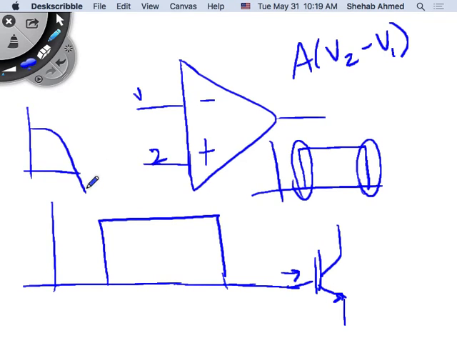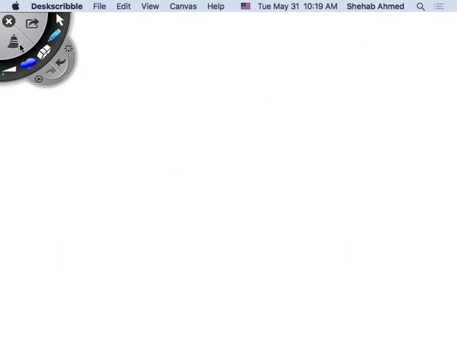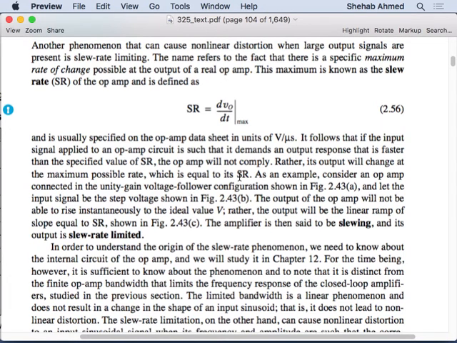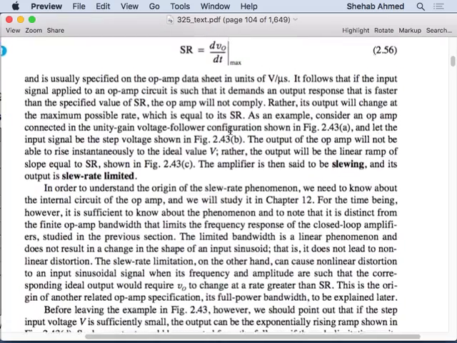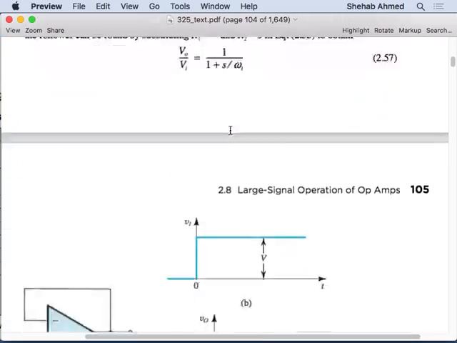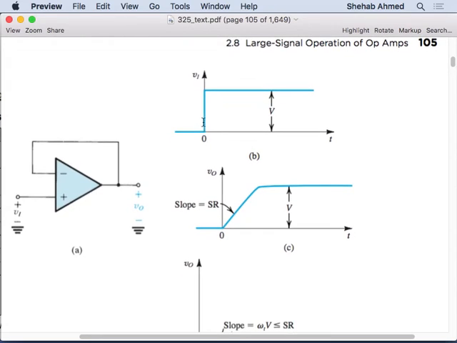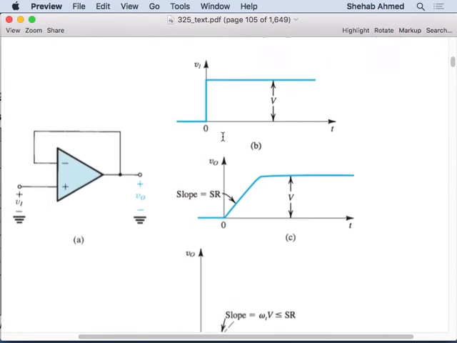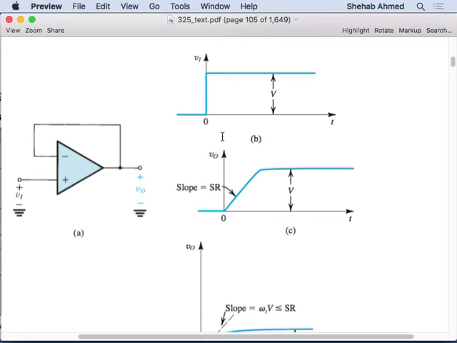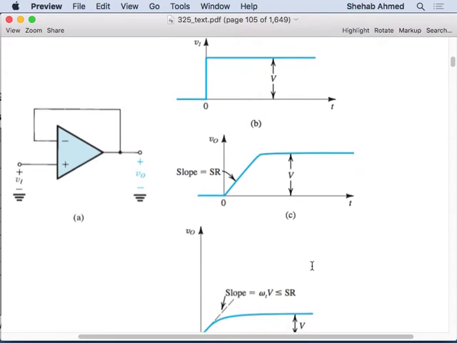So this limitation on rise times and fall times of a signal is called slew rate. Slew rate is the slope of the output signal, but it's defined by the shape of the input signal. So let's look at this, for example. If you have a square wave like this, and you are being limited by the slew rate, what will that do? Because these are two cases.